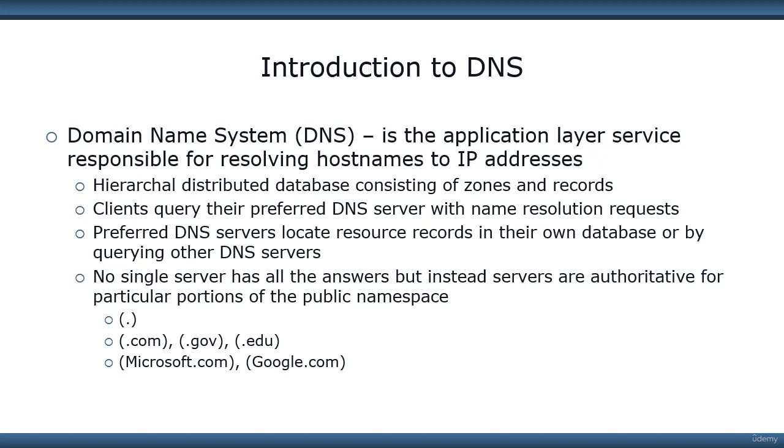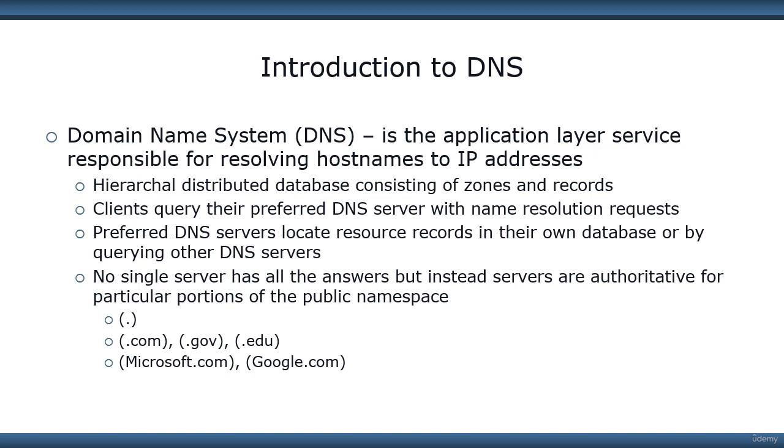It's a hierarchical distributed database that consists of zones, which is nearly synonymous with domains, and records, which are individual entries that identify hosts. Every client is configured with a preferred DNS server. This is the one that they should query. They will query that server with requests for name resolutions. Now, the preferred DNS servers will either have the answer or they will go get the answer. They don't have the answers for everything.